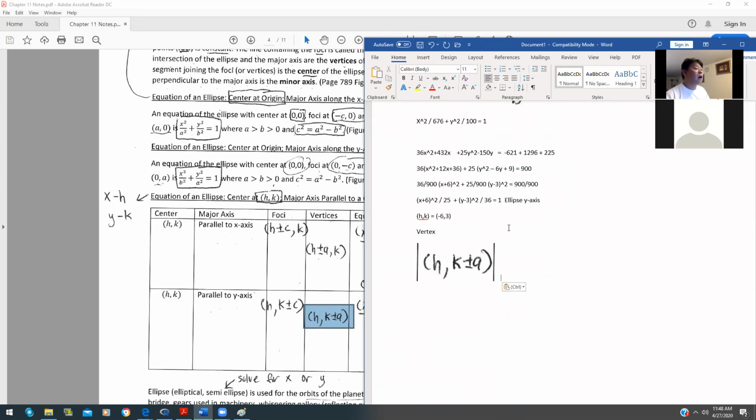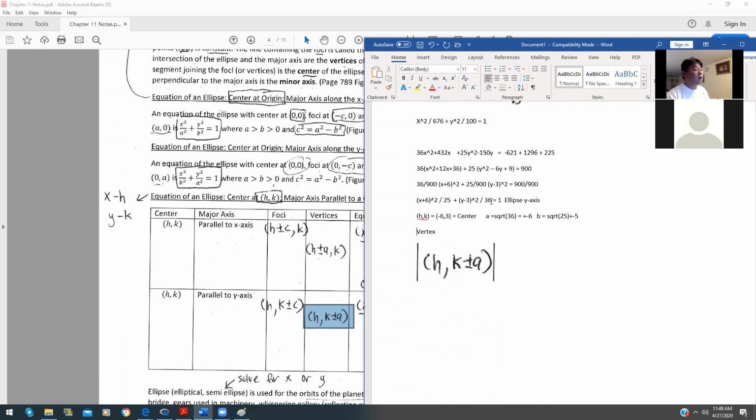So now we got h, k, your center. How do you find a in this case? You take the larger value on the bottom, which is 36, and square root it. So your a in this case is the square root of 36, which is plus or minus 6. Your b is the smaller one, the square root of 25, so it'll be plus or minus 5. This is what we do to figure out your a and b.